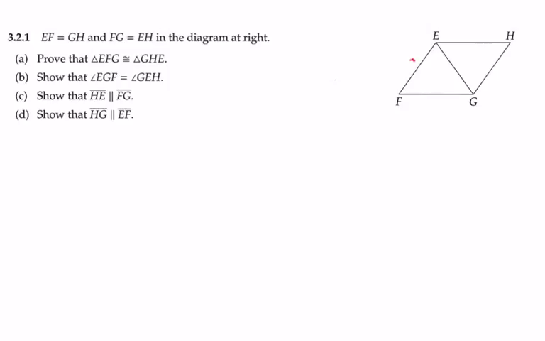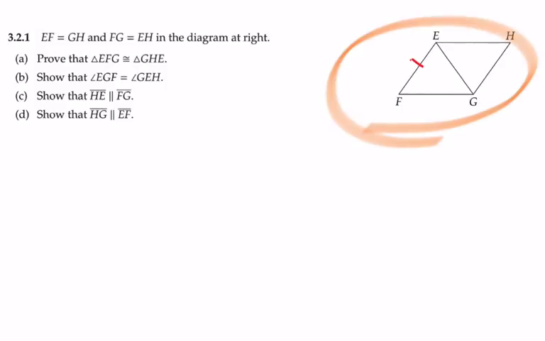Hello, let us look at some review questions from the homework. Here is the first question. So I want you to look at that first. Here we have to look at the diagram on the right. And EF is congruent to HG or GH. And the other two line segments are congruent as well, as you can see.